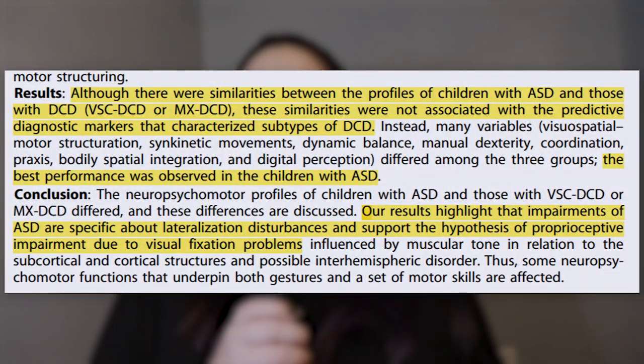Now, the 2019 study that we referenced in the proprioception video found differences between the subtypes of DCD and ASD when it came to the predictive diagnostic markers that characterized subtypes of DCD. In fact, they noticed that for many variables, the ASD group did the best out of all the groups being tested, which included the ASD group and two DCD subtypes. They also noted that the ASD motor issues were specifically related to lateralization disturbances, and they find that it supports their hypothesis about issues with proprioception due to visual fixation issues.